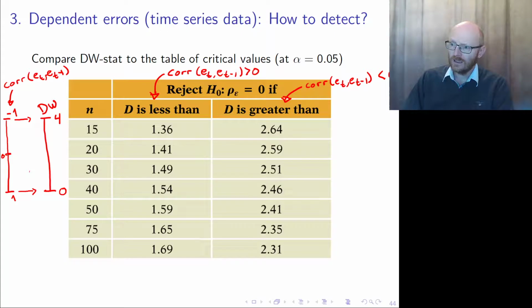And if the correlation between the errors is 0, then you would get a Durbin-Watson statistic of 2. So if the Durbin-Watson statistic is vastly different from 2, either on the upside or the downside, then you have autocorrelation.